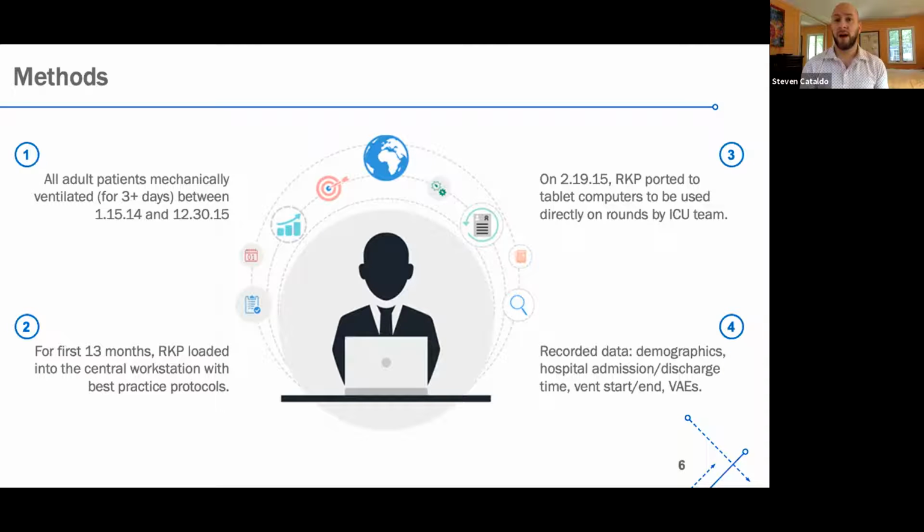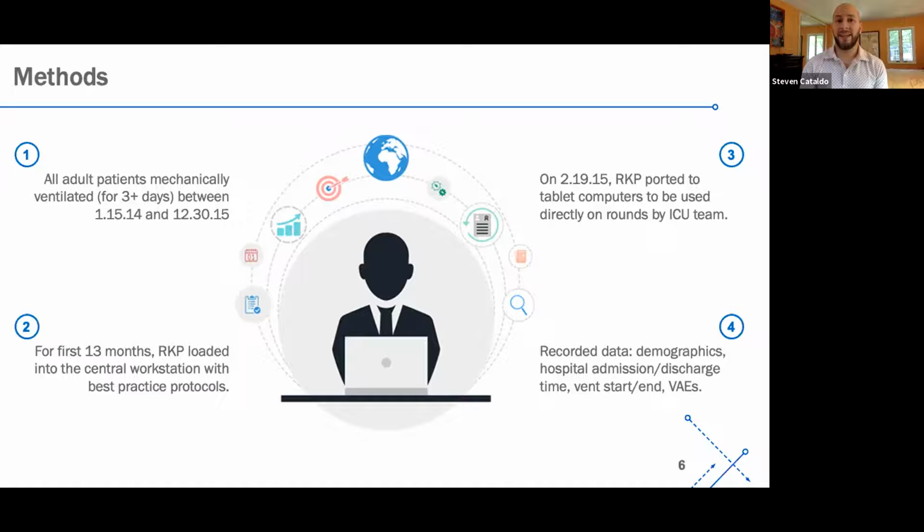RKP is very much individualized the way an institution wants. Just because AARC says there's a best protocol doesn't mean that your institution necessarily needs to follow that exactly. So you can institute your own best practice protocols within RKP, and it'll monitor it for you. Of course, with CDC definitions for VAEs and the such, that's already being identified and monitored in your institution. So for the first 13 months, this was at the central workstation.